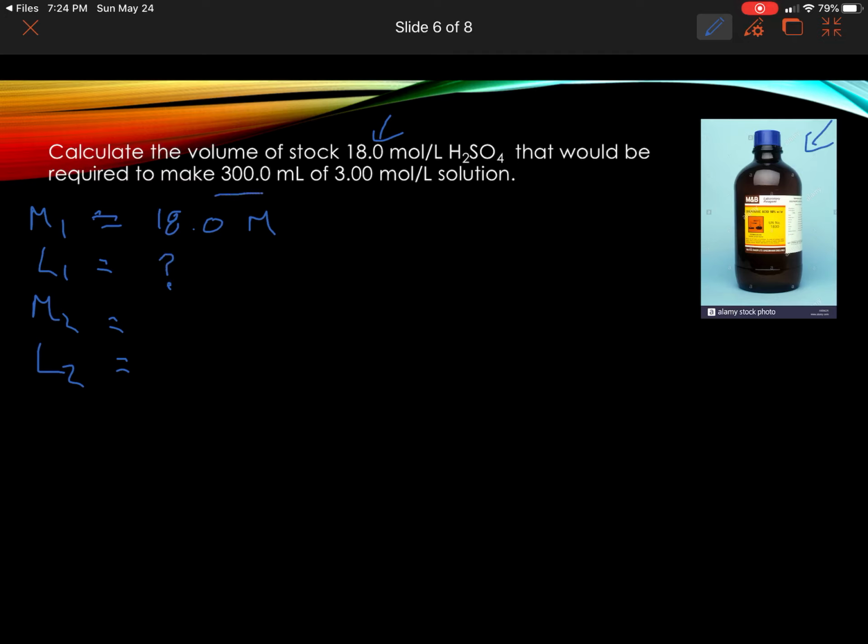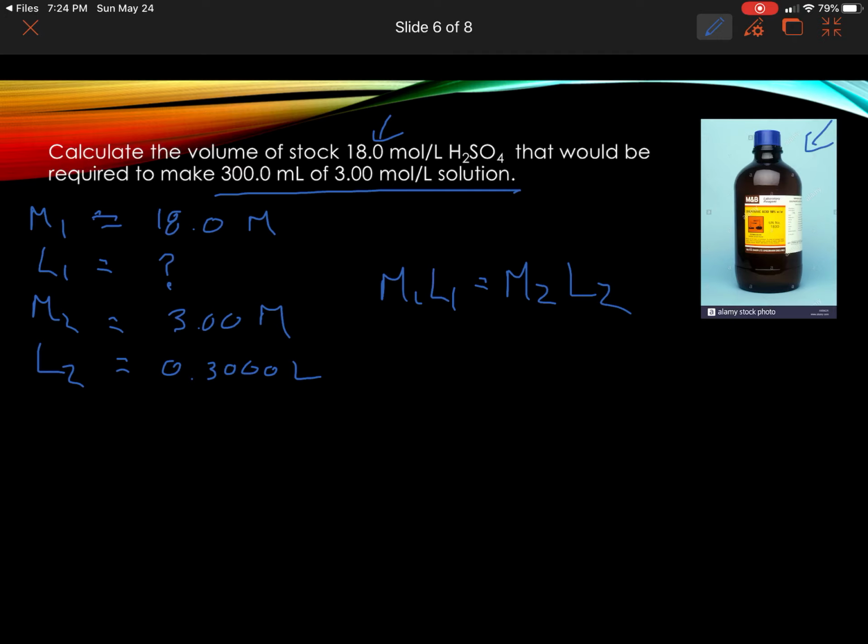So that's what I'm looking for. I want to make a solution with these conditions. I want to make 3.00 molar, and I want to do 300 milliliters of that, and I'm going to convert that right away to liters. So now I've got 3 variables, a 4th unknown, so I can solve for that.